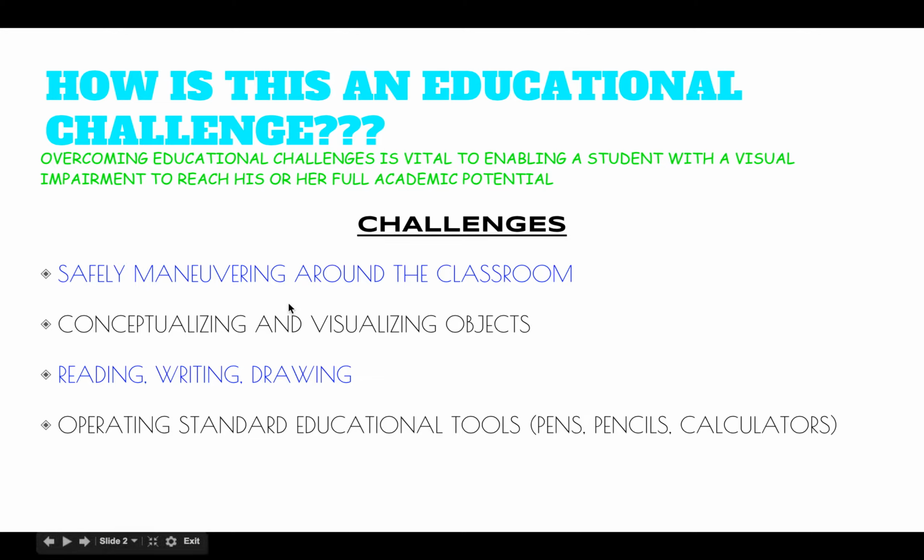Also, conceptualizing and visualizing objects. Students who are hard of seeing or sometimes blind have a hard time reading or seeing things in a book, so they need more visual and 3D type materials. Another challenge is reading, writing, and drawing. These are quite obvious, but depending on the severity of the visual impairment, these could be anything from something simple to something that's almost impossible for a visually impaired student.